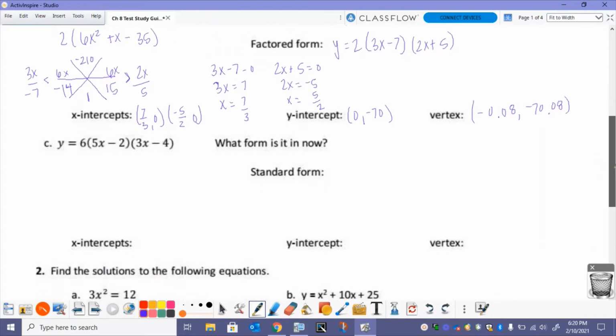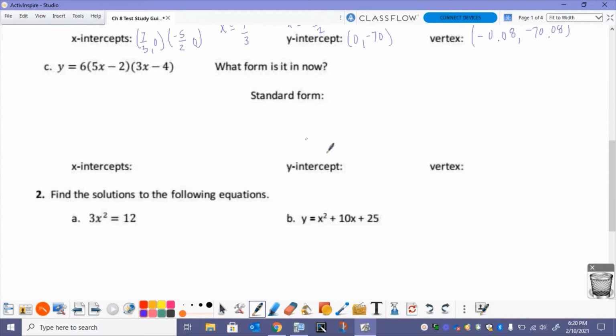All right. We've got one more of these. Notice now we have this parentheses, parentheses. So this tells us we're starting out in factored form. So it wants us to put it back in standard form. So the first thing we need to do is distribute this out. And we're going to do this with the FOIL method.